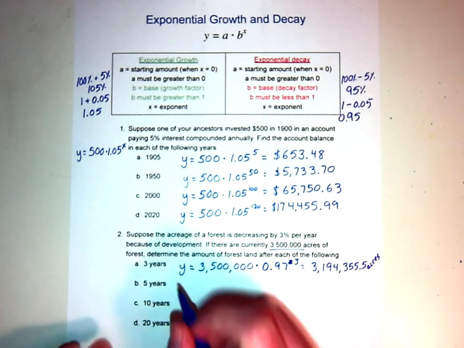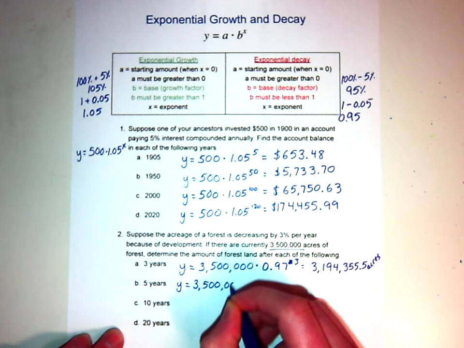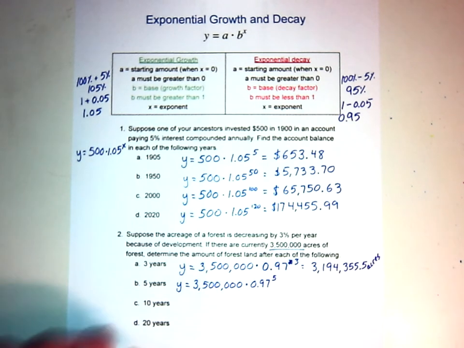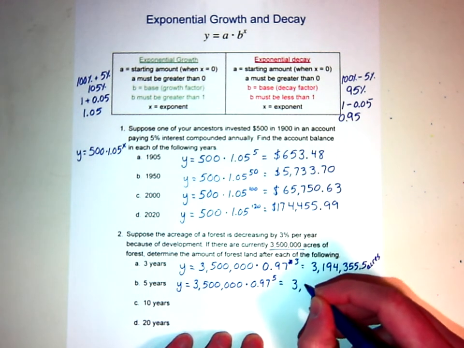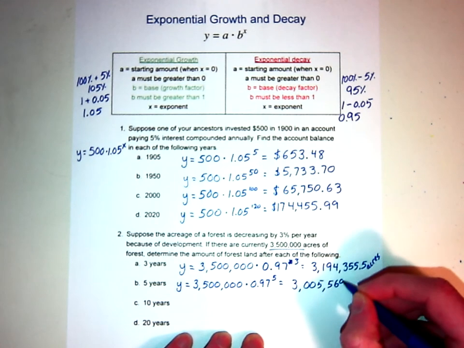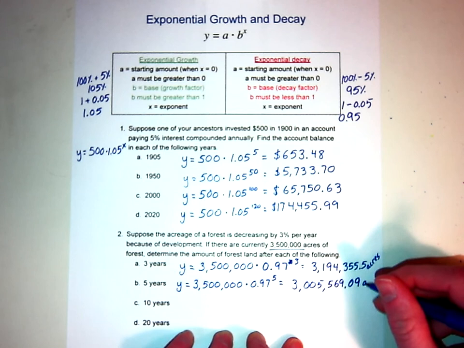Here we go, let's do for 5. So we need to use the same formula. 3,500,000 multiplied by 0.97 to the, this time it's 5 years, so to the 5th power. Multiplying by 0.97 to the 5th power, and we're going to get the answer. 3,005,569, and I'm going to round to the hundredths place. 0.9 acres.